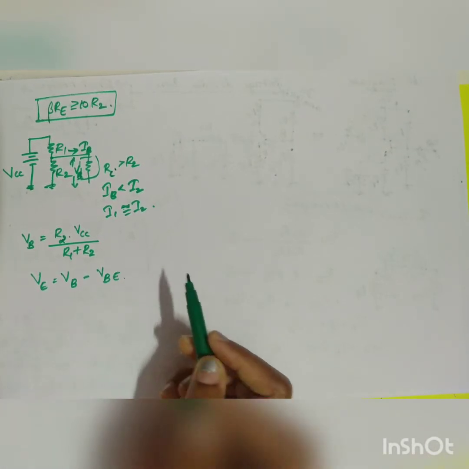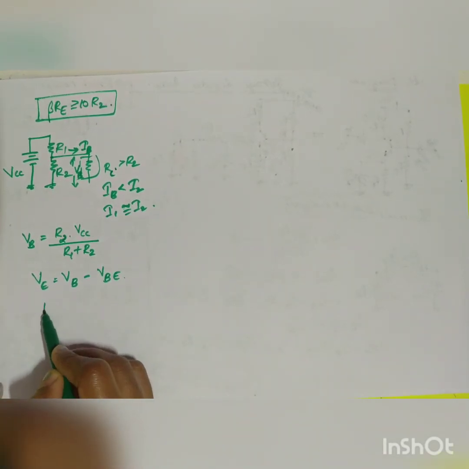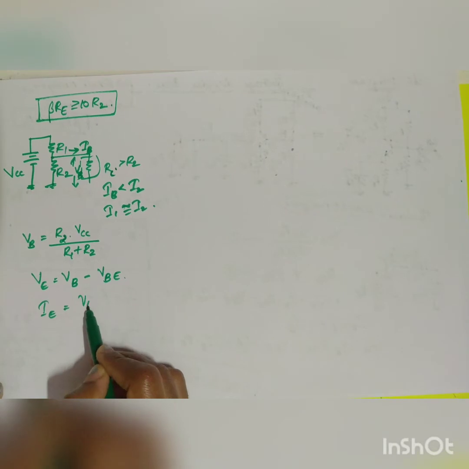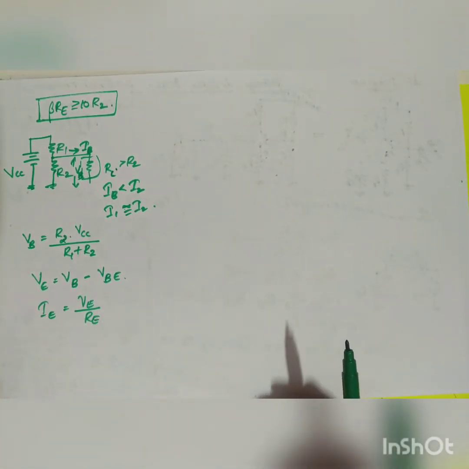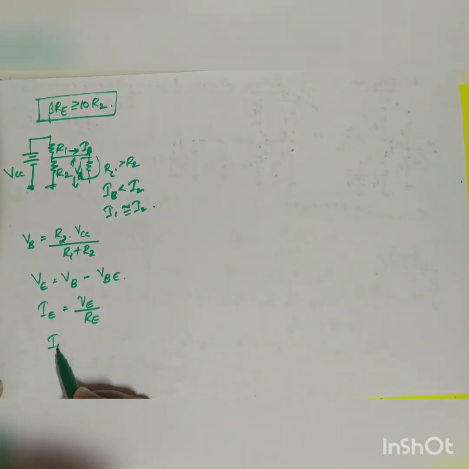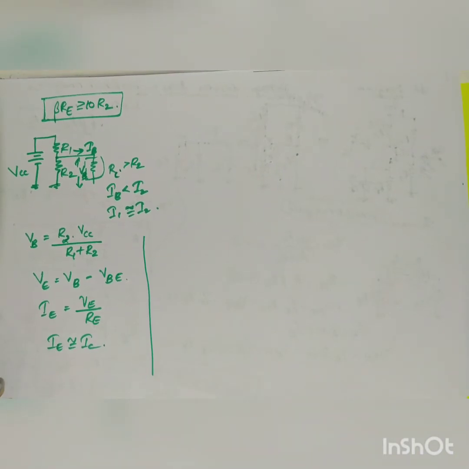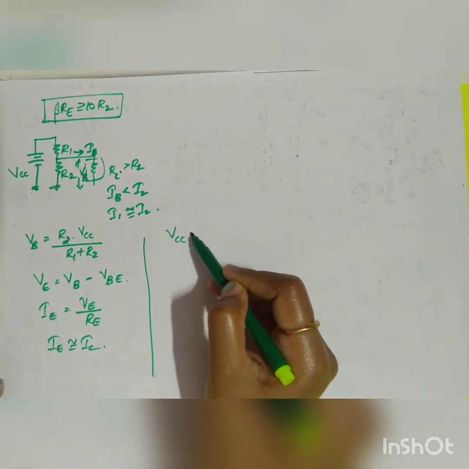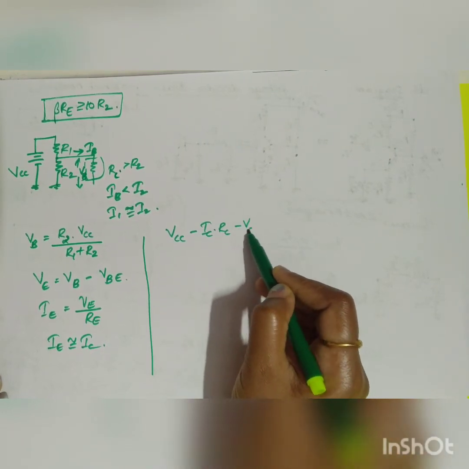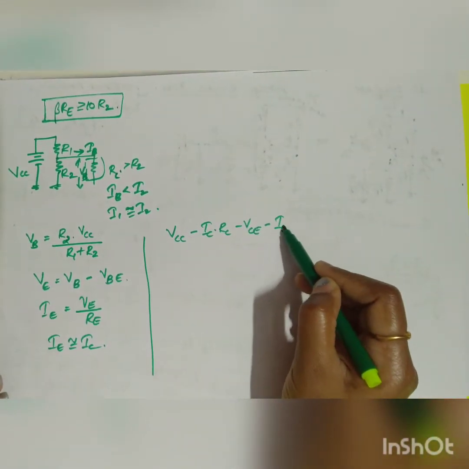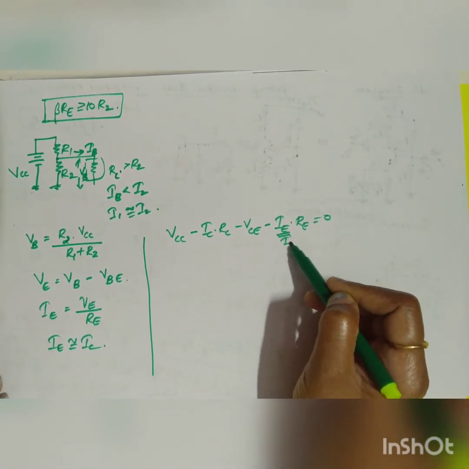In the case of silicon, VBE is equal to 0.7 volt. Once you have got VE, you can calculate IE. In terms of voltage and resistor, IE is equal to VE divided by RE. You know that IE is approximately equal to IC, so you have got the value for IC. The output equation is the same: applying the output loop equation, VCC minus ICRC minus VCE minus IERE is equal to 0. You know that IE is approximately equal to IC.